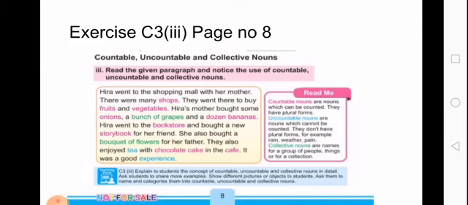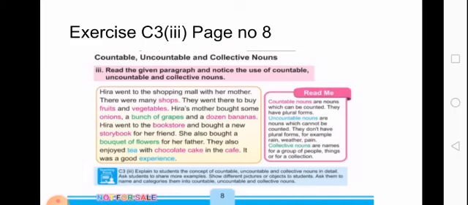Exercise C3. Now, I told you what countable, uncountable and collective nouns are. Now, let's see the activity. Hira went to the shopping mall with her mother. There were many shops. Shops is a countable noun. They went there to buy fruits and vegetables. Both of them are countable nouns. Hira's mother bought some onions. Onions is a countable noun. Bunch of grapes is what? It is a collective noun. Yes. And a dozen bananas. Dozen bananas is what? It is a collective noun.